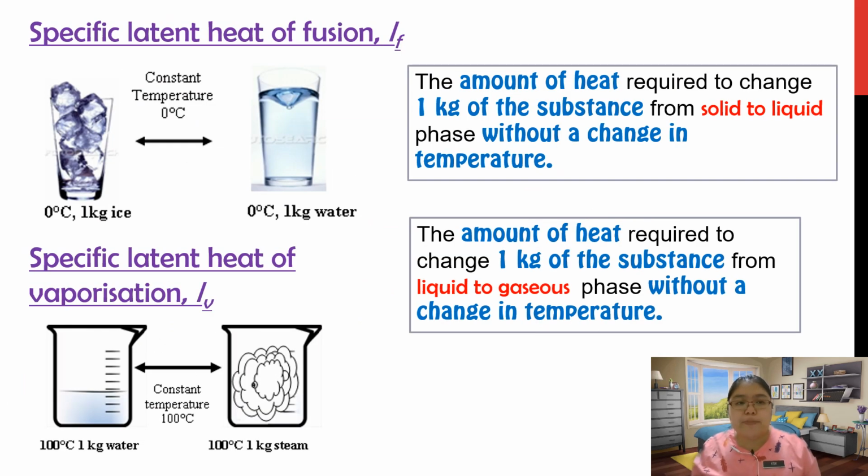Okay, introduction for the specific latent heat of fusion and vaporization. Definition for latent heat of fusion: the amount of heat required to change 1 kg of the substance from solid to liquid phase without change in the temperature. For vaporization, almost the same definition. We just change the phase name. The amount of heat required to change 1 kilogram of the substance from liquid to gaseous without change in the temperature. So this is the definition for fusion and also vaporization.